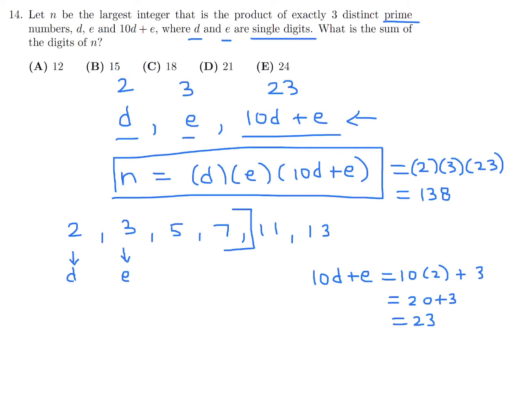And then they want the sum of the digits of N. The sum of the digits, well, the digits are 1, 3, and 8. So their sum would be 1 plus 3 plus 8, which is 12. And therefore, number 14, the answer is A.